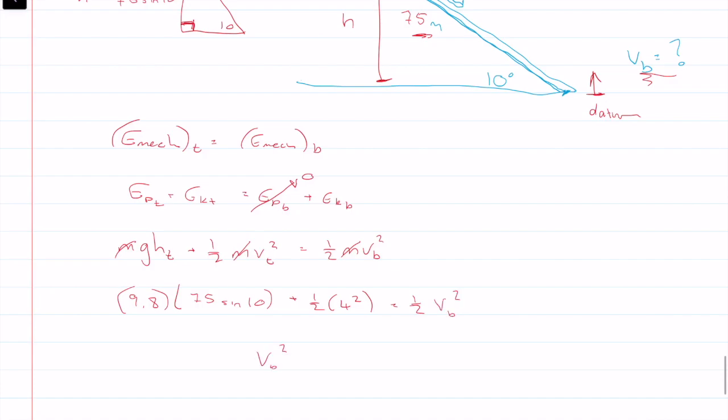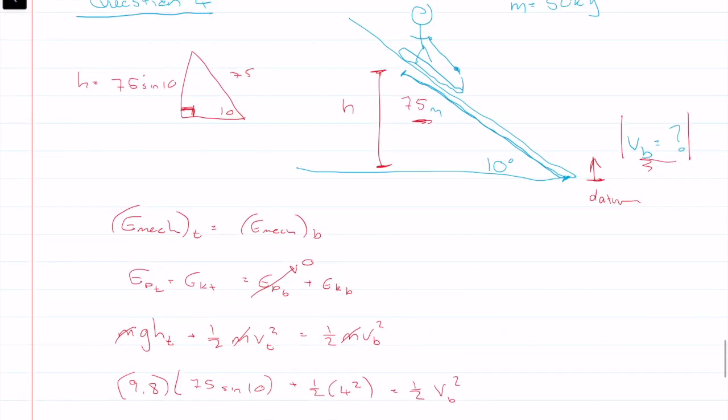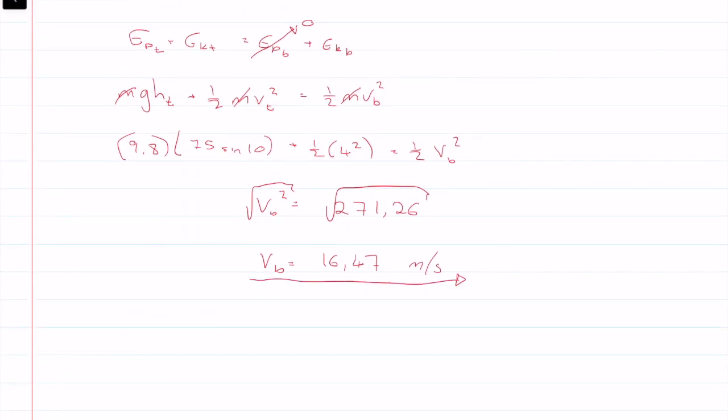So we can say that the velocity at the bottom squared is going to be 9.8 times 75 times sine 10, we can show you in degrees, plus a half times 4 squared, and multiply everything by 2, is equal to 271.26. And if we square root both sides, we get that the velocity at the bottom is equal to 16.47 meters per second. Okay, and let's say we just want the magnitude. So that's our final answer.